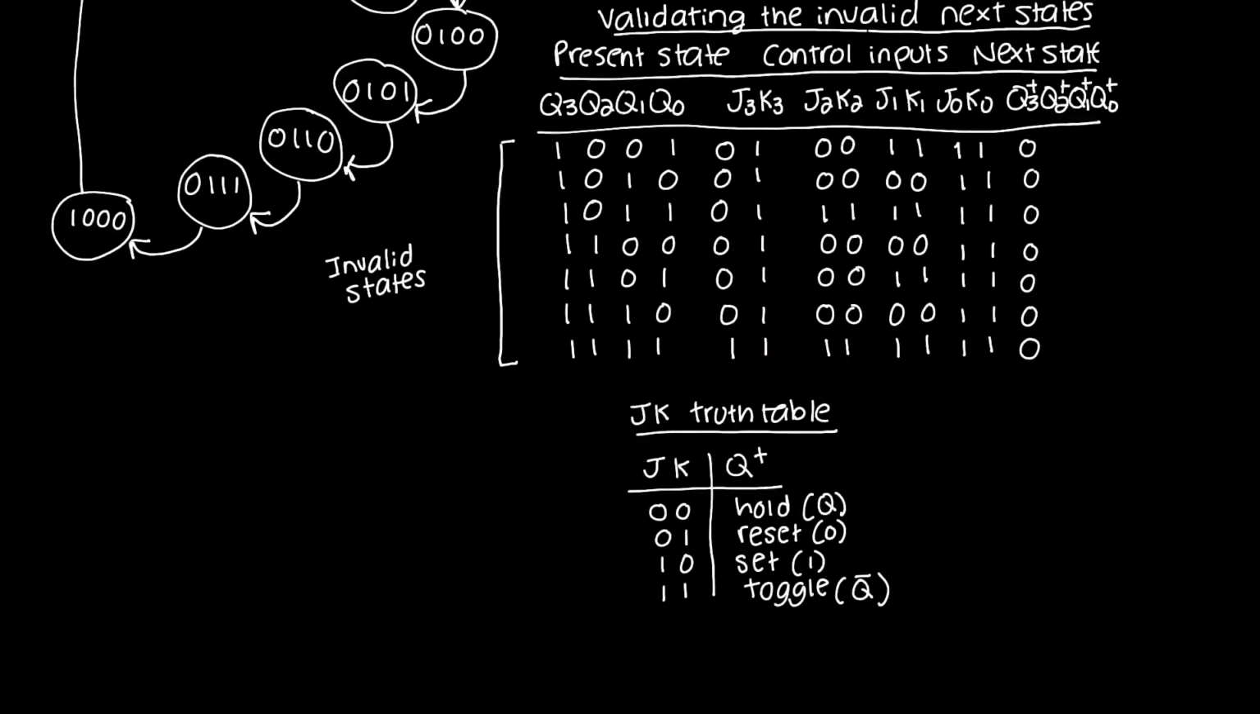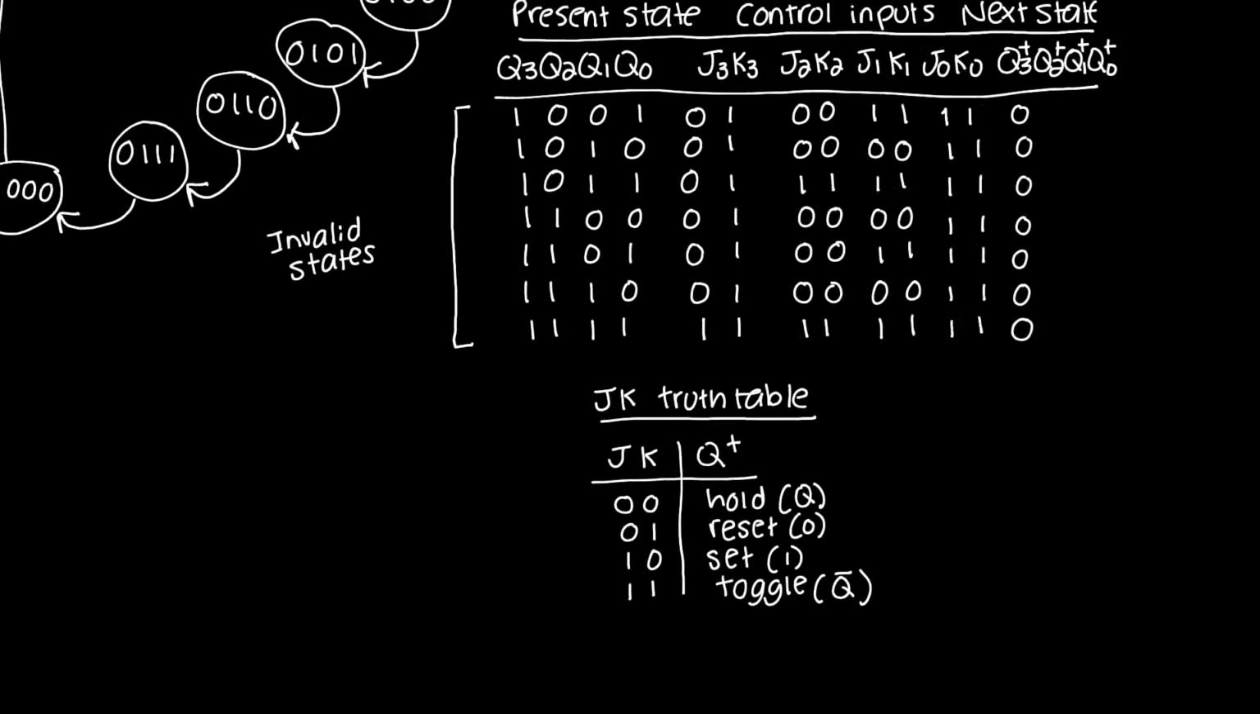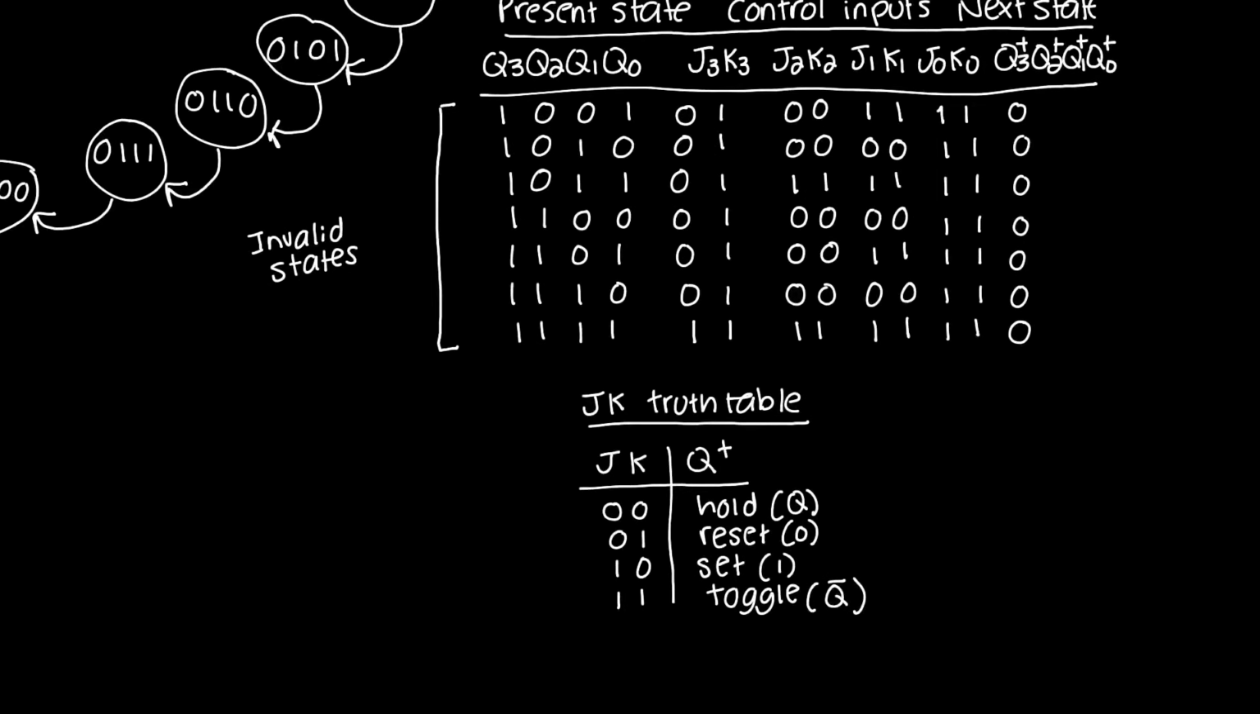It's going to be the opposite of whatever it was before. Okay, so far so good. What about Q2? So now I'm looking over here at the control inputs, J2 and K2. I see that Q2 is 0 and J2 and K2 are in the hold condition. So what does that mean? It means that the next state Q2 is going to be whatever the present state is, which is 0.